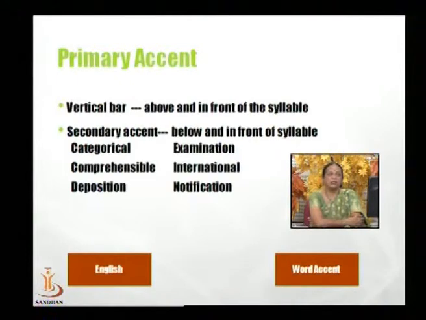Can you say these words after me? Categorical. Categorical. Are you putting up your fingers and counting? Categorical. Oh, that's fine. I'm sure you've got that. Examination. International. International. Notification. Notification. That's 5. Deposition. Deposition. That's 4. Comprehensible. I'll say that again. Comprehensible.